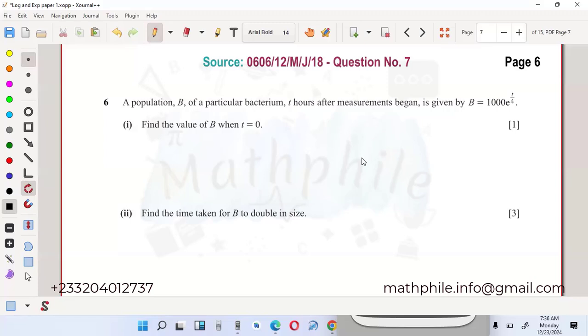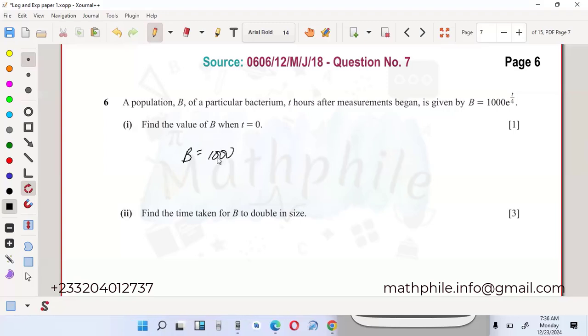I'm done. Okay, walk me through what you did. The first one, I got 1,000. Okay, that is the initial value, so B is equal to 1,000. The second one, I got t. Okay, how did you do that one?